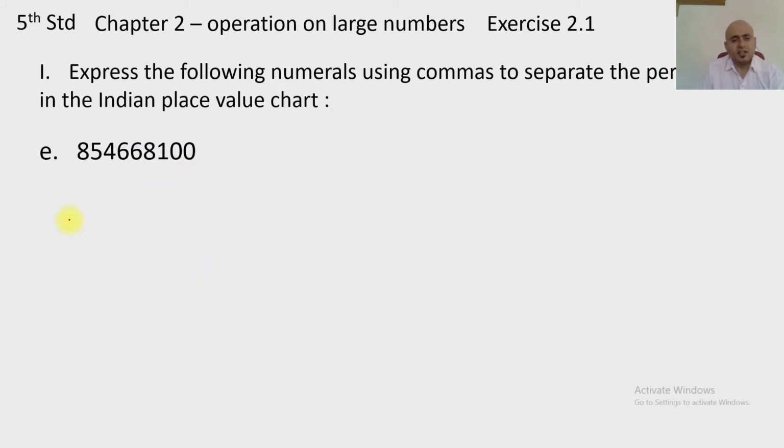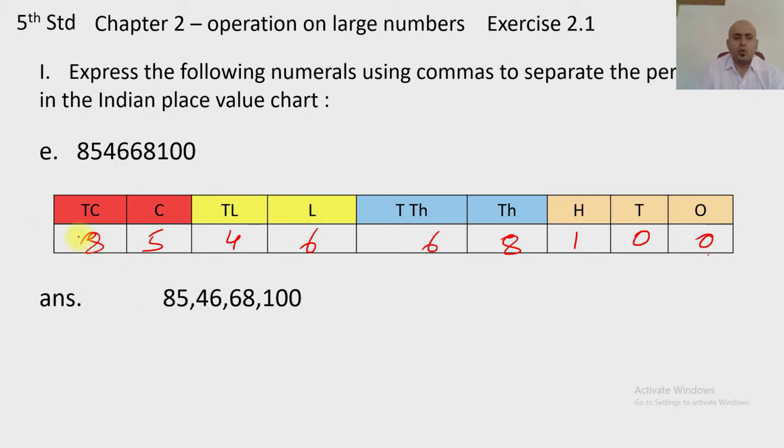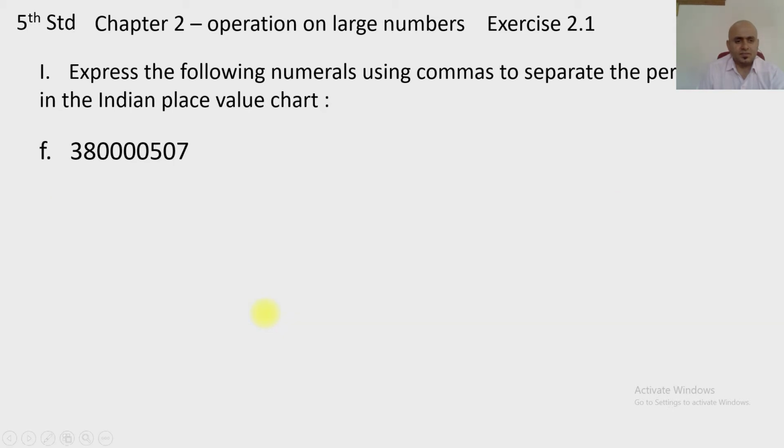854668100. So let us fill the numbers in an Indian place value chart. Starting with ones, that is 0 0 1 8 6 6 4 5 8. So here we have filled up to the 10 crore place, that is 85 crores 46 lakhs 68,000 and 100. So here 85 crores 46 lakhs 68,000 and 100. Next question.